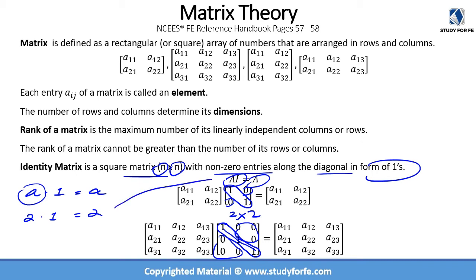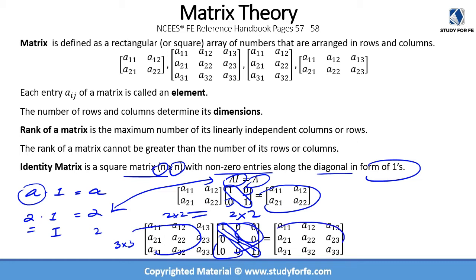It's basically a very similar concept. You take a matrix, you multiply it with the identity matrix, and you end up with the same matrix. Over here, we are doing a multiplication of a 2 by 2 matrix with the identity matrix and we are ending up with the same matrix. Over here we have a 3 by 3 matrix. We multiply it with the identity matrix over here and we end up with the same matrix.